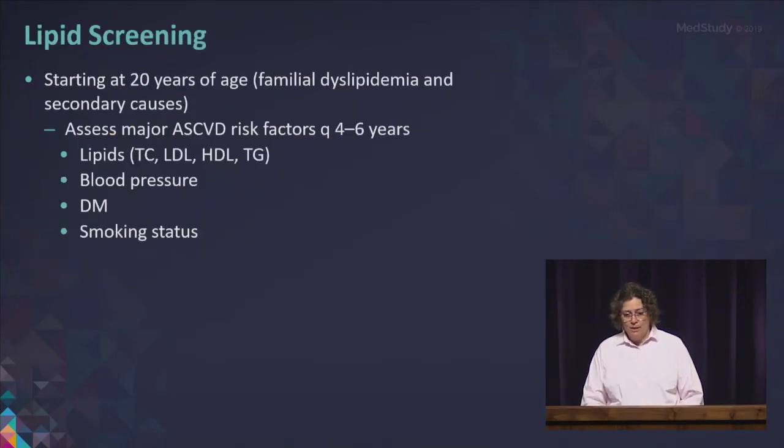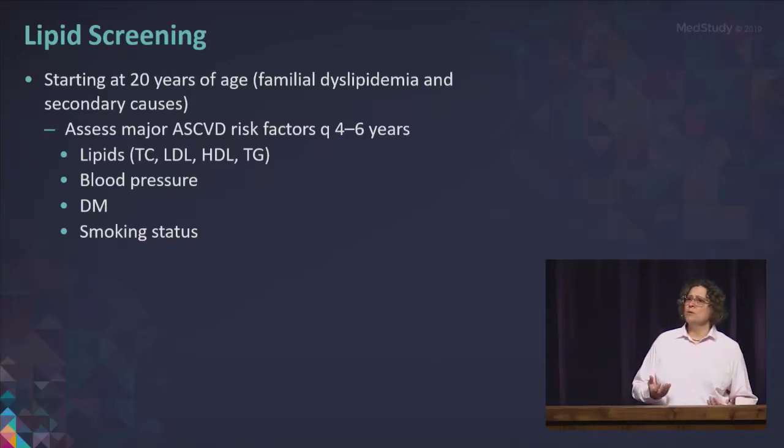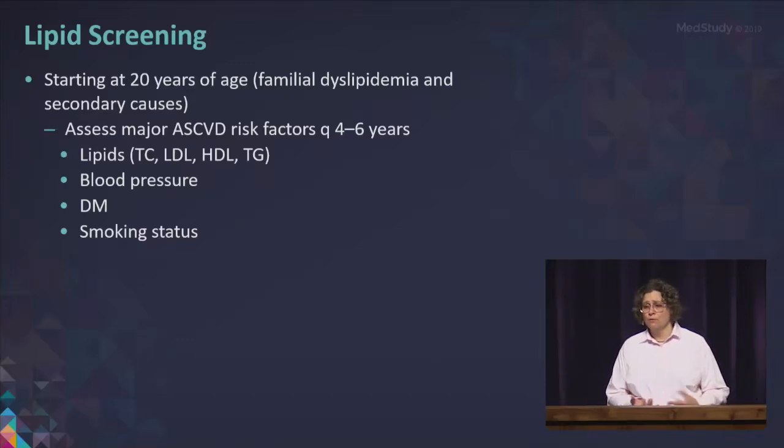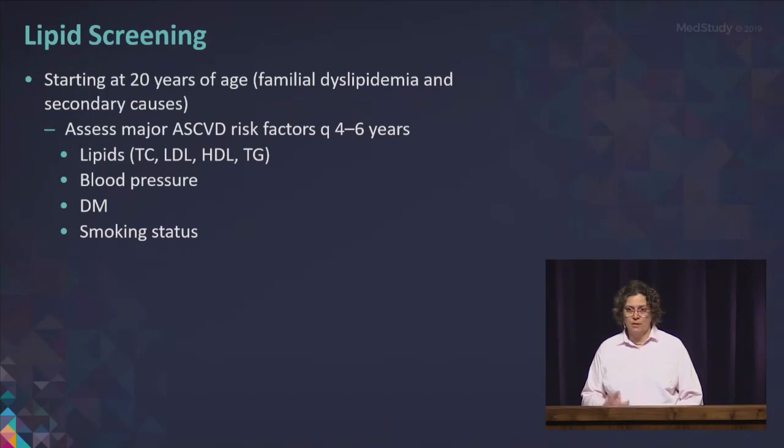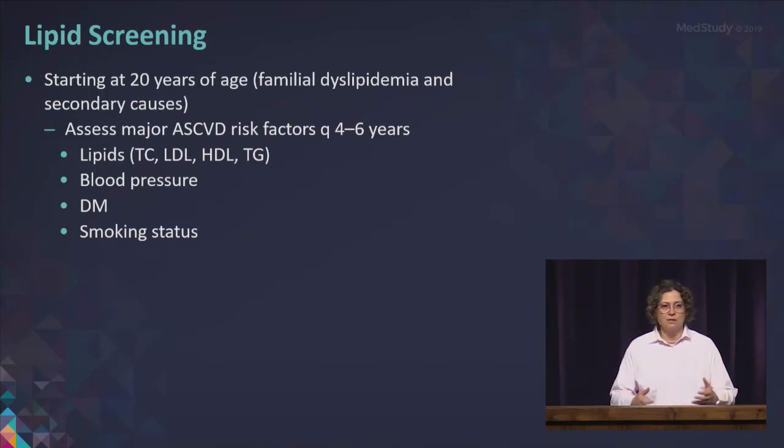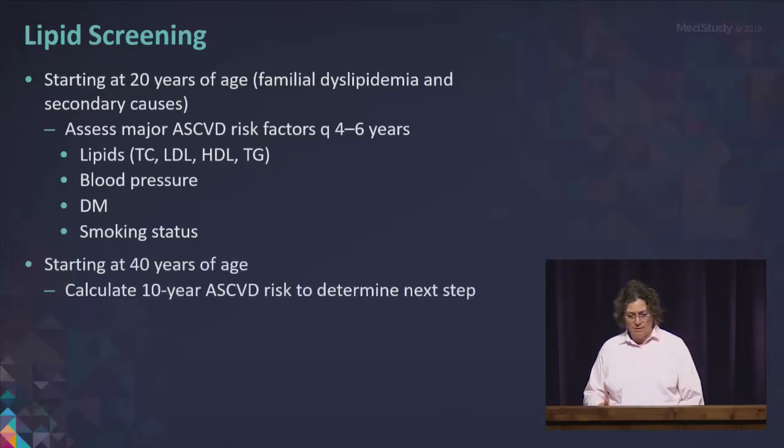So lipid screening should start at the age of 20. And the reason why you're starting off so young is because you're looking for familial dyslipidemia and secondary causes, things that are reversible, nephrotic syndrome, medications, hypothyroidism. And then you want to assess other risk factors every 4 to 6 years. So you want to look at the cholesterol, you want to look at blood pressure, screen for diabetes, assess the smoking status, because you want to keep people healthy. It's so much easier preventing disease than it is treating disease.